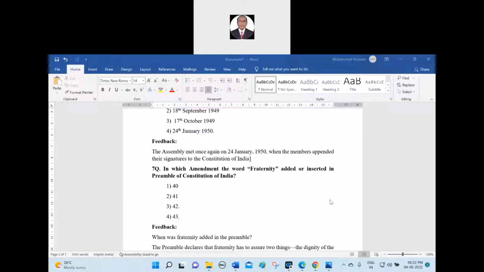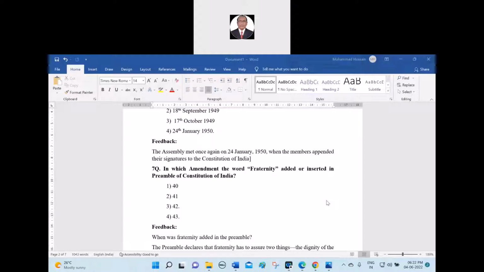42nd amendment, supplementary question. Which is the most complicated amendment among all the amendments of the Constitution of India? I asked the question: what is the latest amendment? Is it 26 or 27? 127. What is the latest amendment? 127. Among the 127, which one is the complicated amendment? I am asking the supplementary question; the option I have given is different.